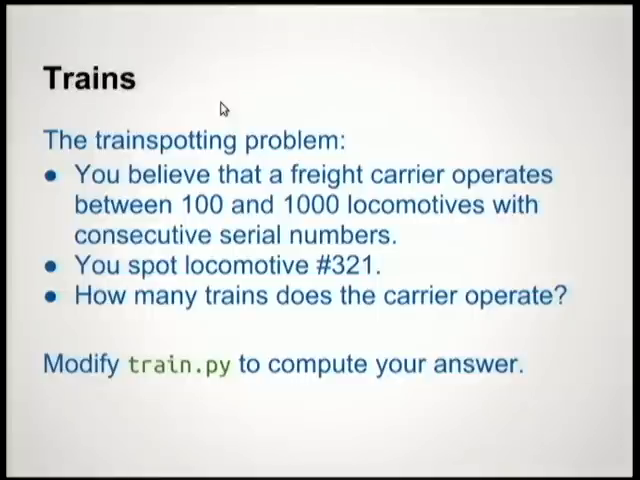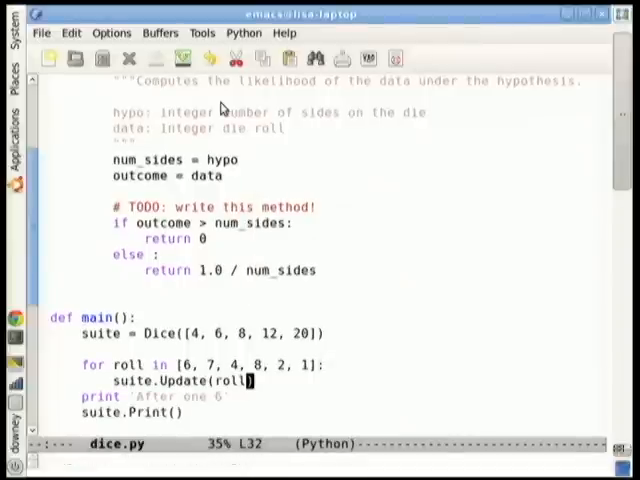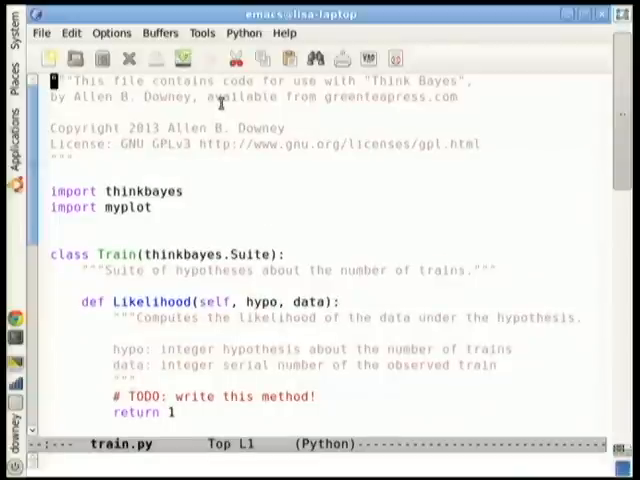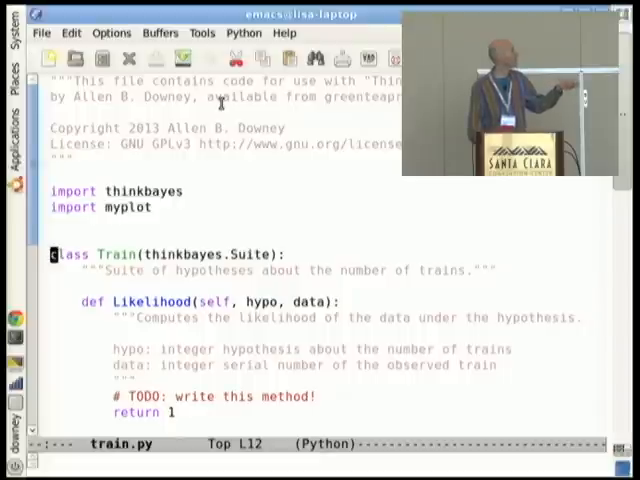So if you go to train.py and load that up, you'll see that, again, I've given you the outline of all of this. And once again, all you have to do is fill in the likelihood function. So I've got a class named Train. Again, it inherits from Suite.